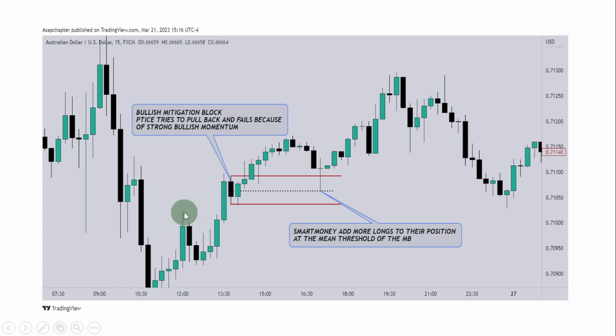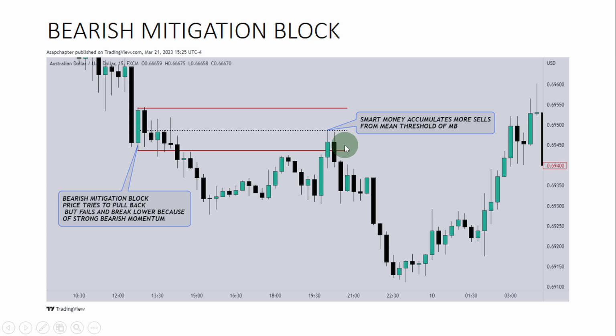So price tries to pull back but fails because of strong bullish momentum. Normally after a break in market structure, we expect a pullback to 50%, right? But I see that the momentum is so strong that price fails to pull back. It just gives one candle pullback, then we break and close above that bearish candle. It becomes a mitigation block. Price will come back to it, 50% or the open of it, and then smart money is going to add more longs to their position.